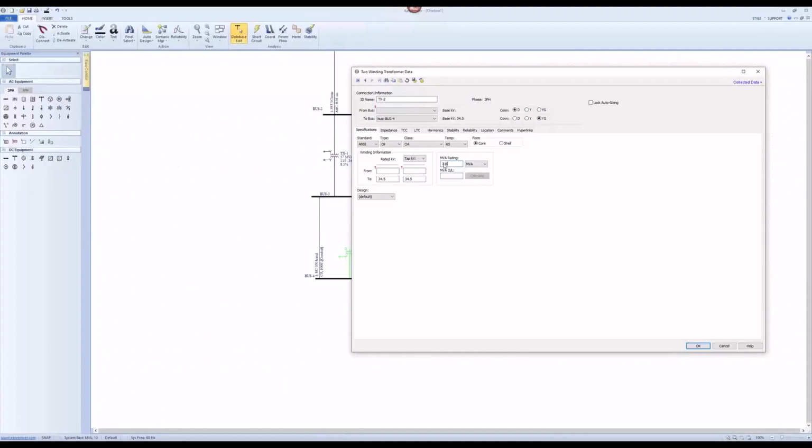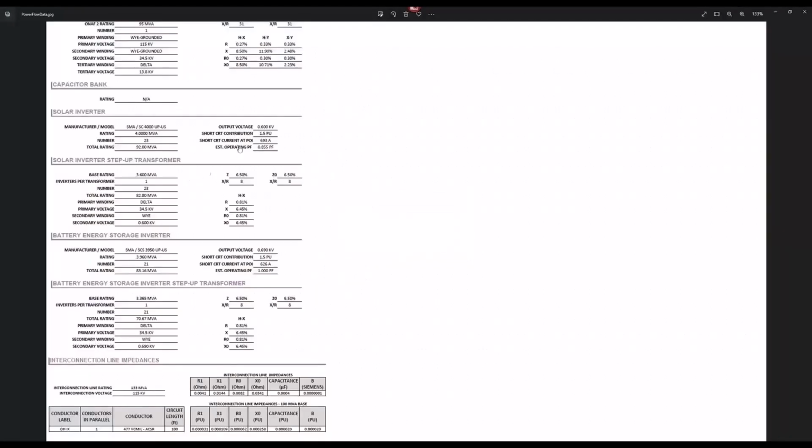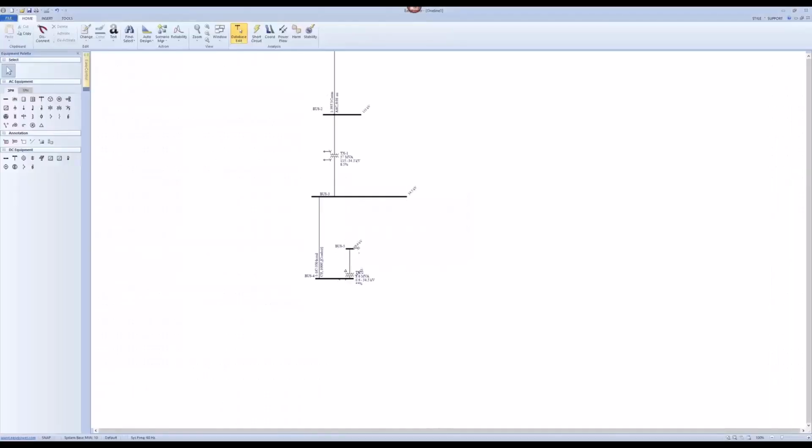3.6. Let me first create the bus, otherwise it will complain. Level is 0.6. Yes, it's 0.6 kV, right? The output voltage of the solar inverter. So 0.6, that's my inverter terminal bus, right?